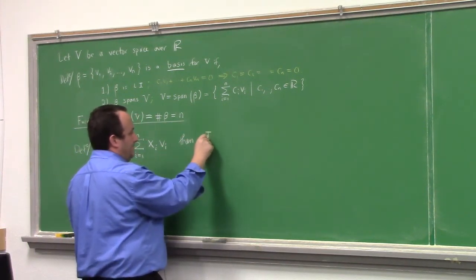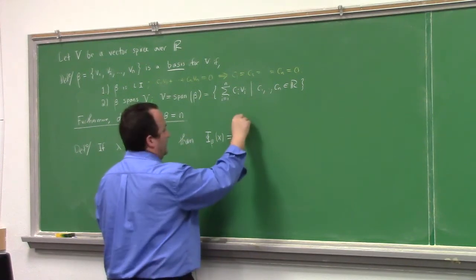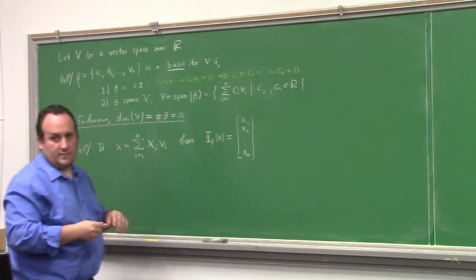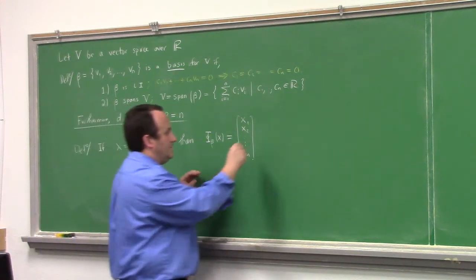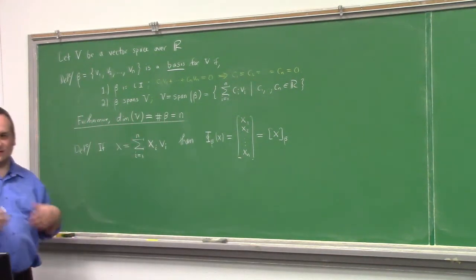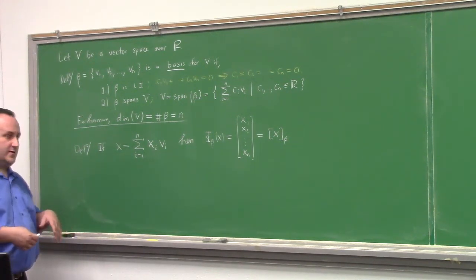I say phi beta of x equals x1, x2, xn. And just so you understand me, I also use the notation x sub beta. This is the coordinate vector of x with respect to the beta basis. And the coordinate vector for a specific vector is unique by the linear independence of the basis. All right? And there's another way you could define this. Like this is one definition that you could be given for the coordinate map, right?